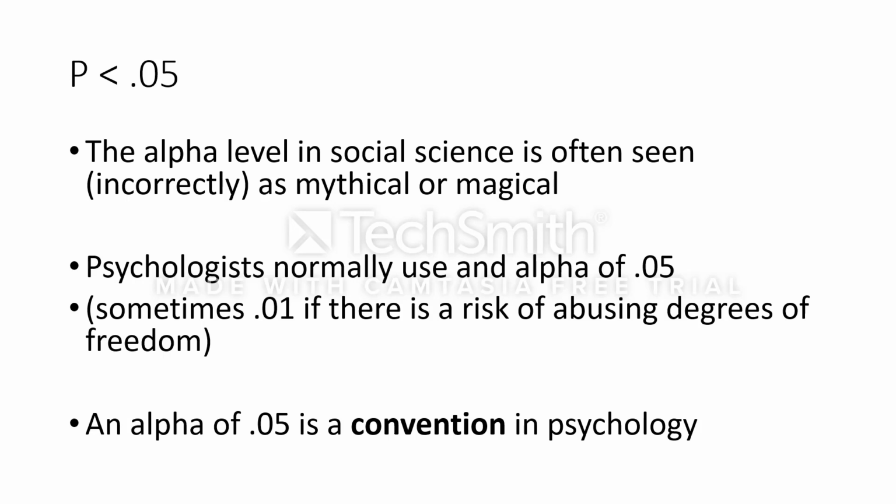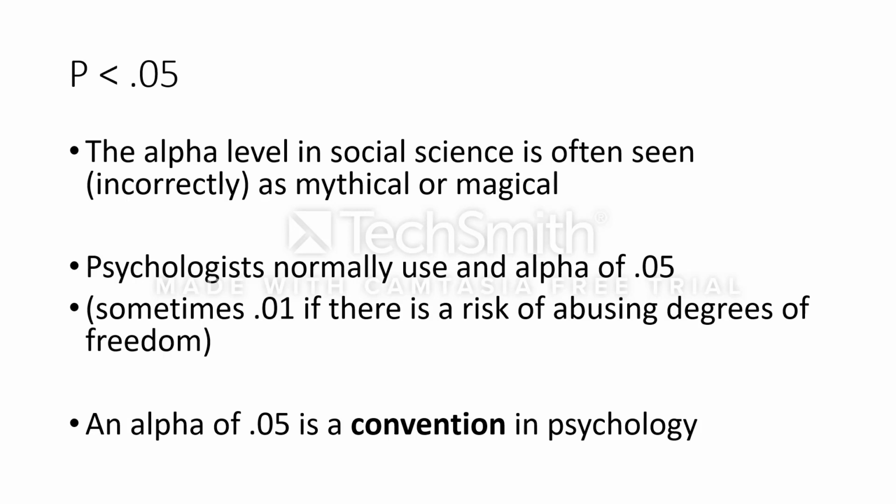Now, some people see the p less than 0.05 as some sort of mythical or magical number. It's not. Psychologists simply use that by convention. And so we want to make sure that there's a less than 5% chance of obtaining that value before we're going to conclude that the manipulation, in this case the administration of ginkgo biloba, is going to make a difference.